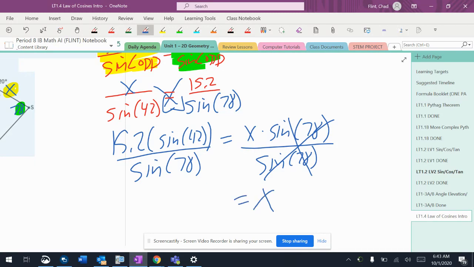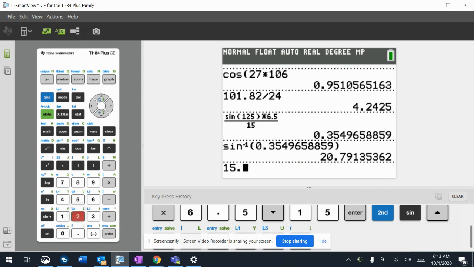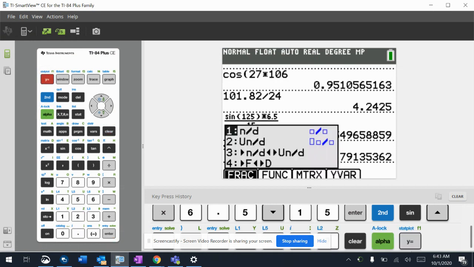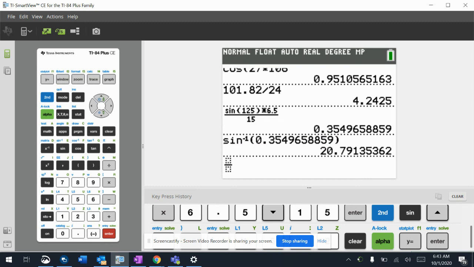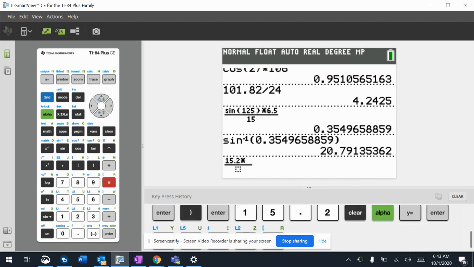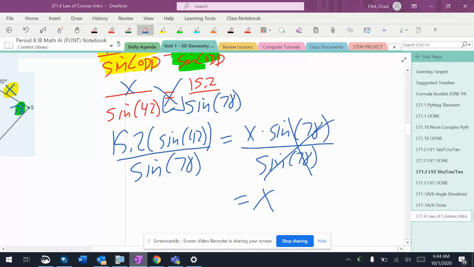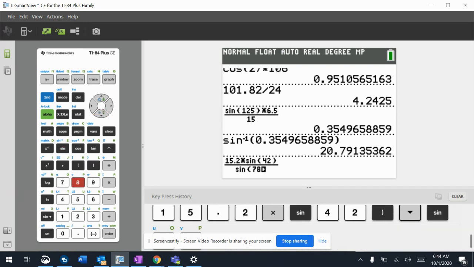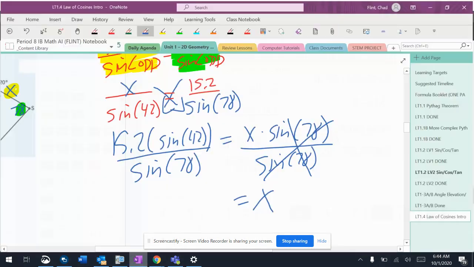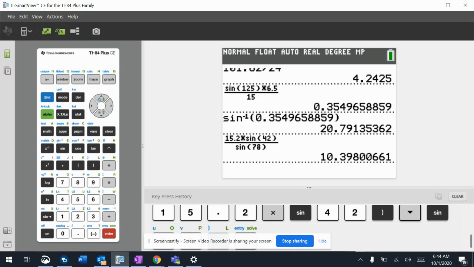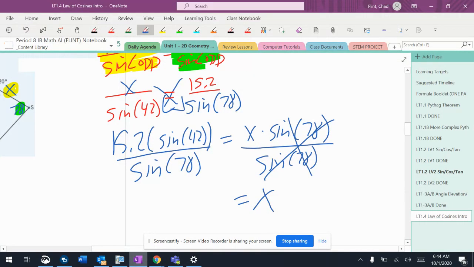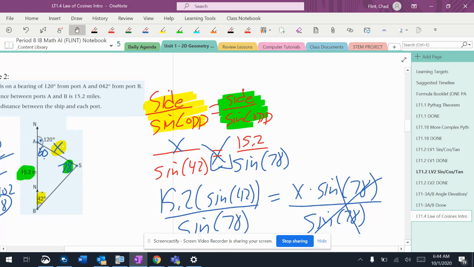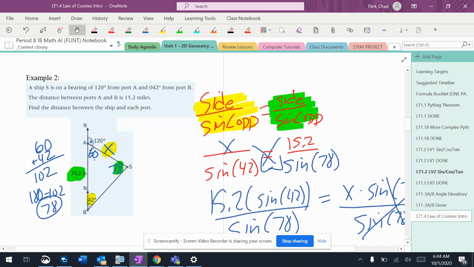So I'm going to go to the calculator, 15.2, and put it in fraction. Rather than start messing around with division, I'm putting things in fractions so I don't have to bother trying to remember what's what. Sine of 42, and then on the bottom was sine of 78, I believe. Double check it. Yes. Enter: 10.398.